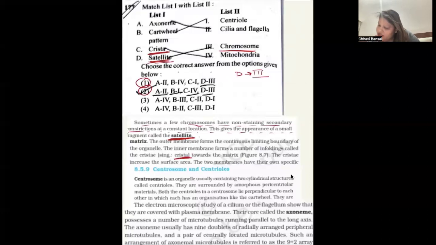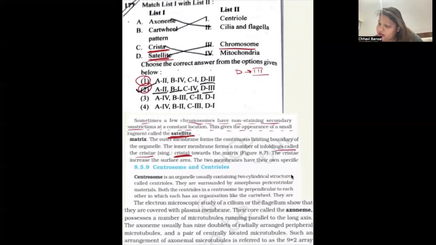Yeah, here. The inner membrane forms a number of infoldings called crista or cristae, which is part of mitochondria. Means option C, we have 4, right? Centrosome. Now, centrosome or centriole contains 2 cylindrical structures called centrioles. The perpendicular material, both centrioles are placed perpendicular to each other like a cartwheel. So for option B, we have 1.